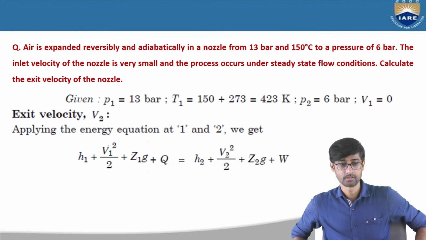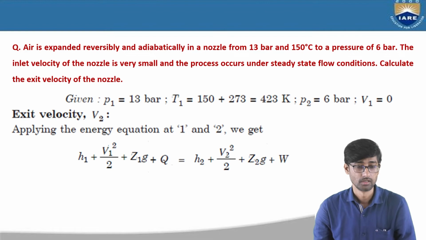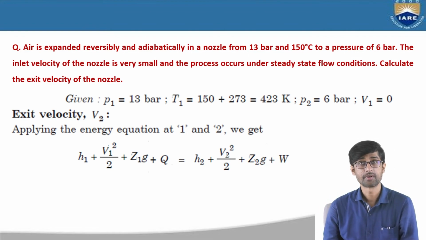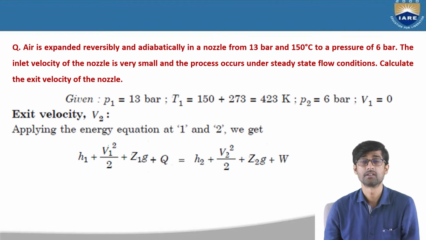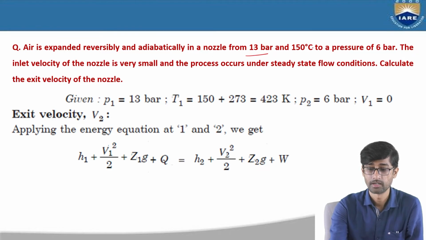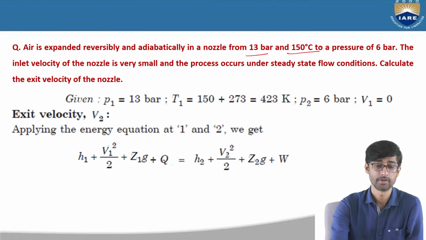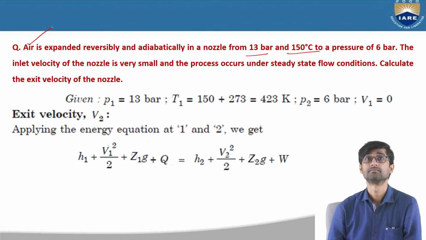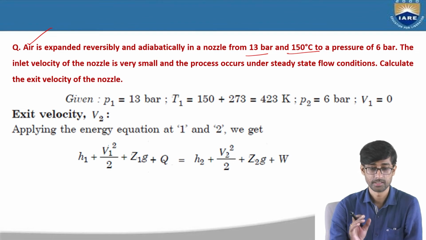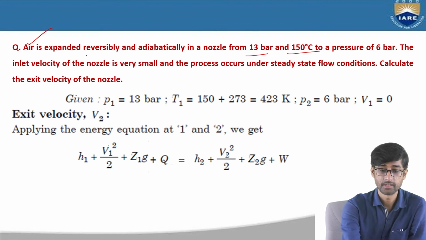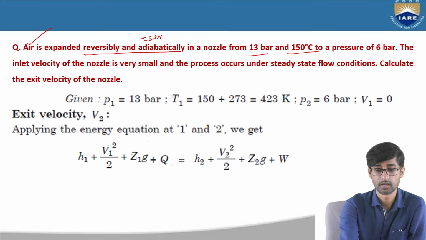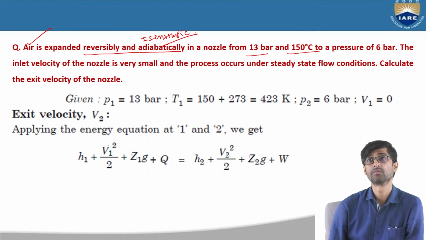Now let us consider one more problem. Air is expanded reversibly and adiabatically in a nozzle from a pressure of 13 bar and temperature of 150 degrees Celsius. The medium is given as air, and this is expanded reversibly and adiabatically. Here it is called an isentropic process, isentropic flow. This is called isentropic flow, right?